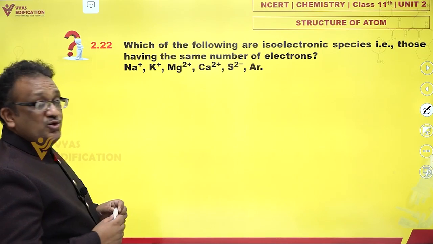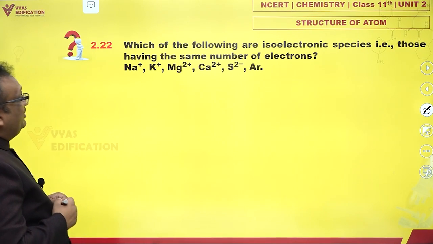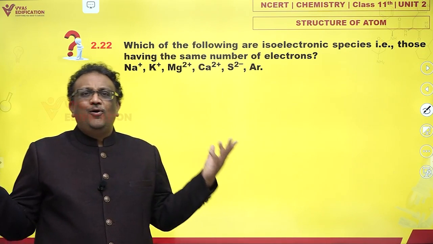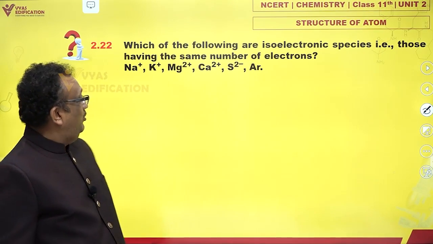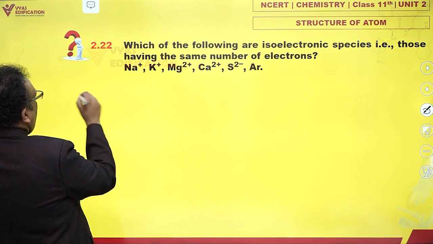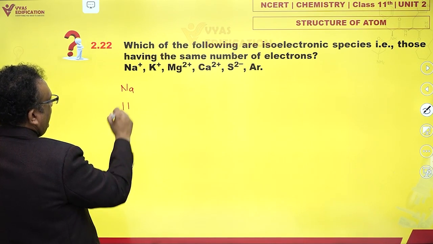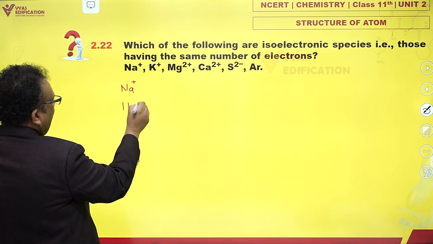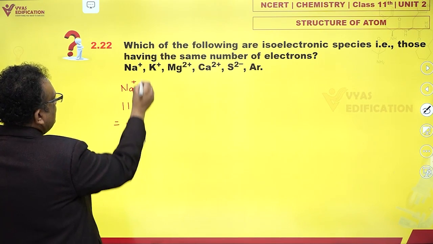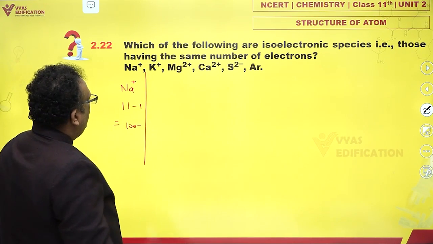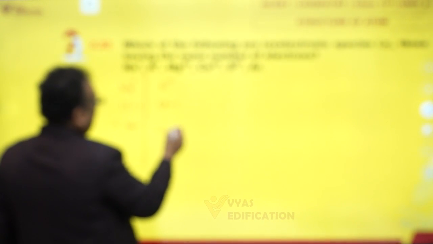Which of the following are isoelectronic species? That is, those having same number of electrons. All you are supposed to do is count the number of electrons. See, neutral sodium has 11 electrons. So Na plus has 11 minus 1, that is 10 electrons. Neutral potassium has 19. So K plus has 18.